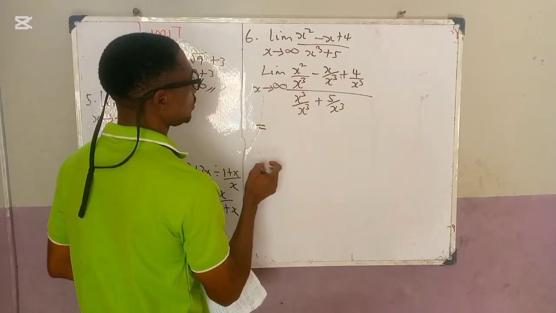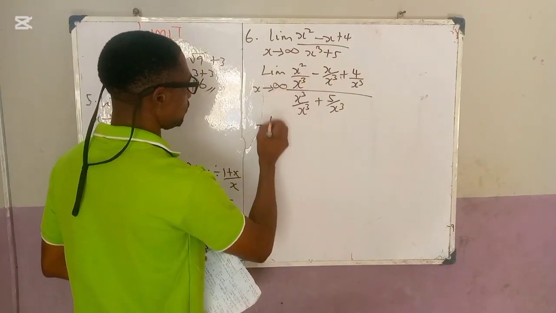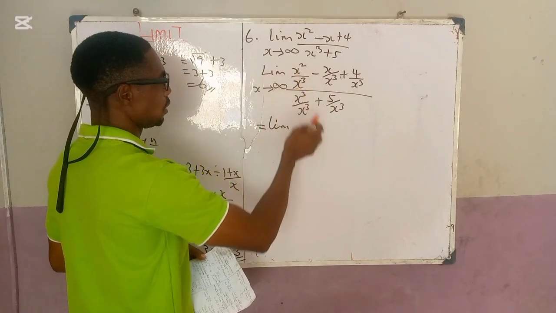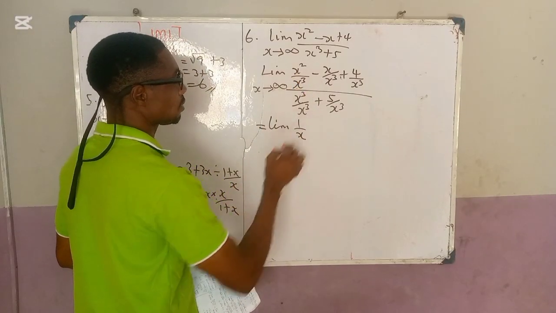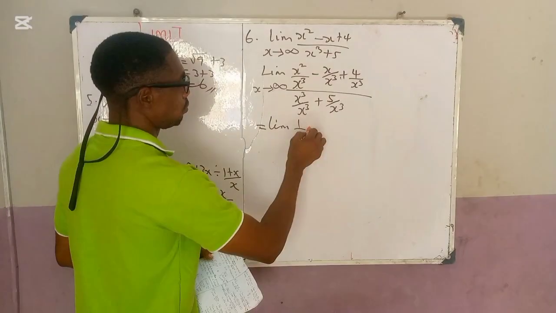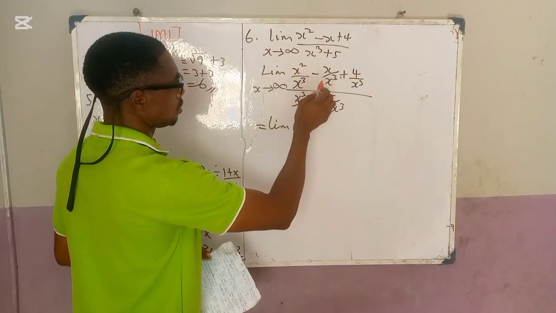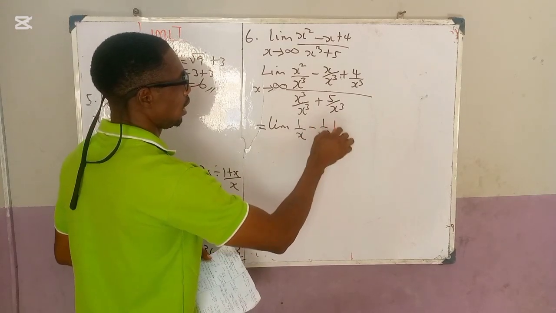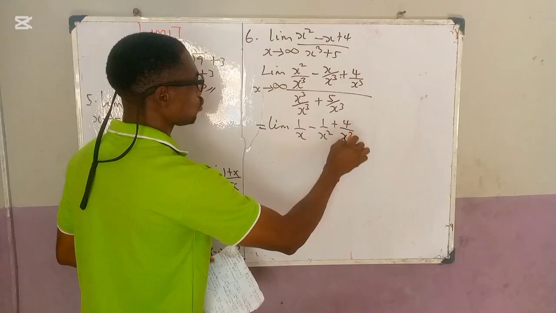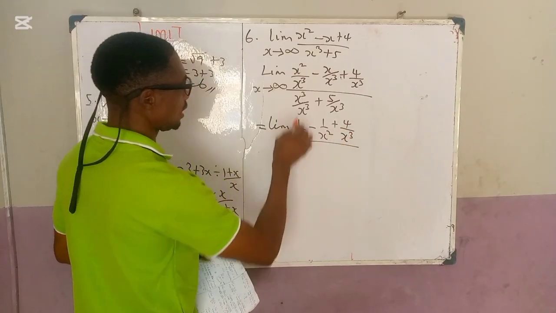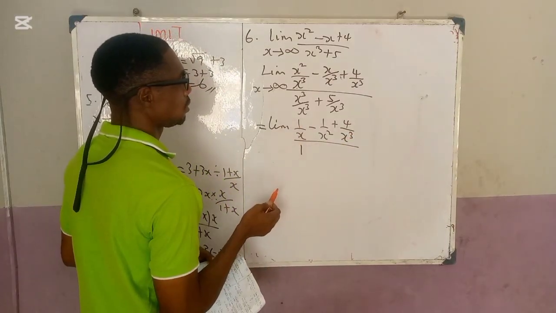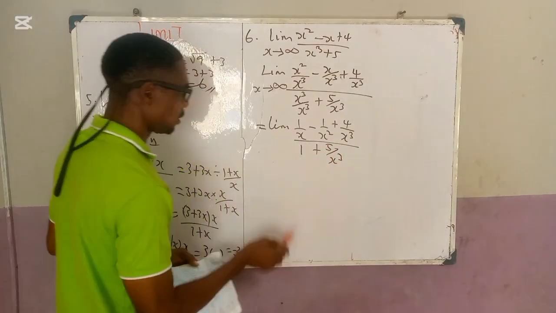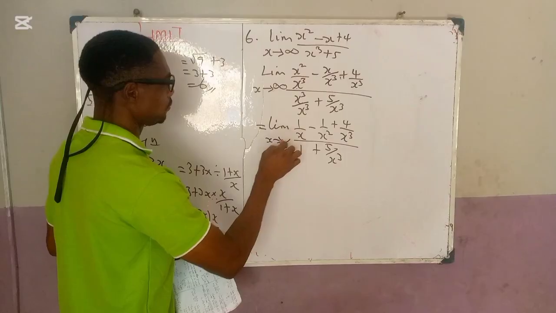Now we have this. If I have this, I'm going to have limit. Alright, x squared divided by x to the power 3 will give me 1 over x, minus x divided by x cubed will give me 1 over x squared, then plus 4 over x raised to power 3, over, this will give me 1, then plus 5 over x raised to power 3. Are you with me? As x tends to infinity.